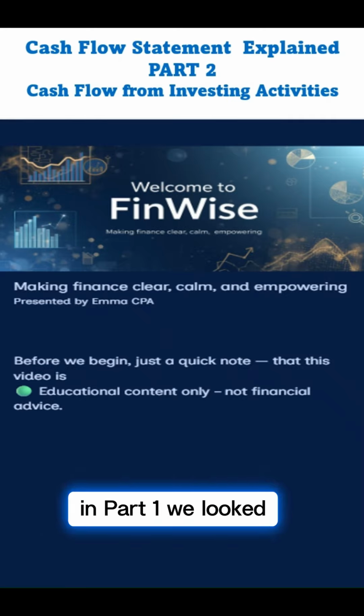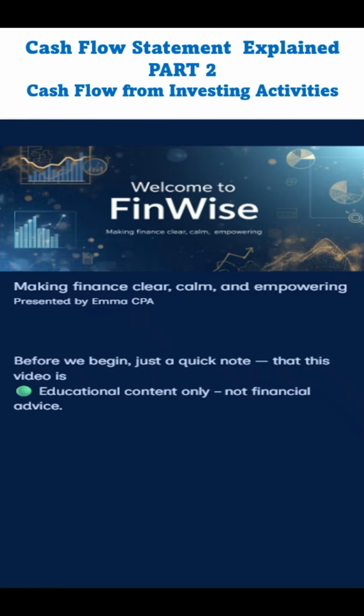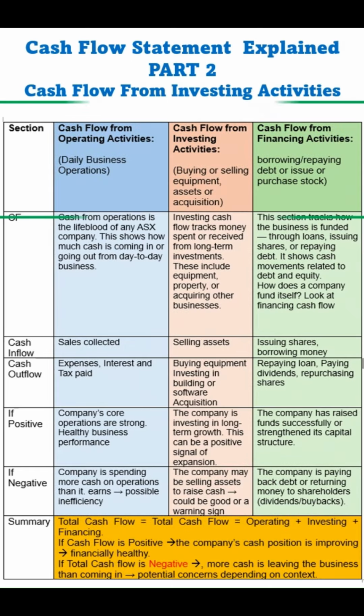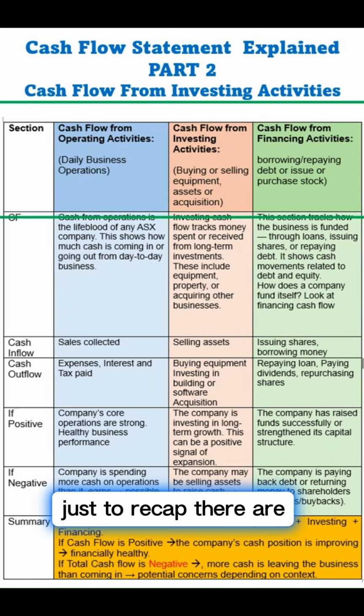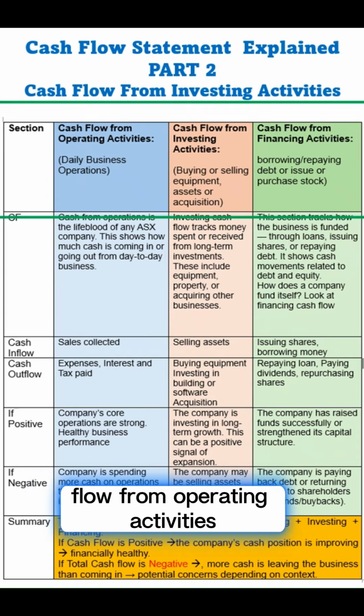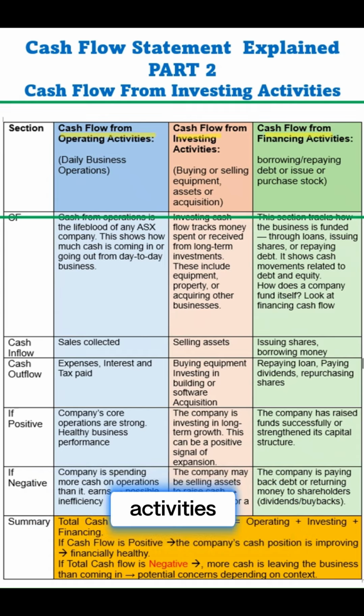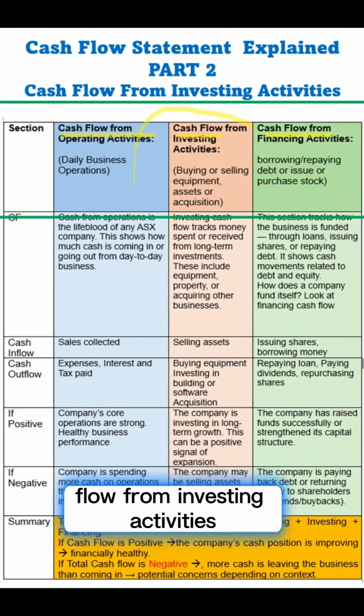In part 1, we looked at operating cash flow, the lifeblood of the business. Now let's move on to cash flow from investing activities. Just to recap, there are three main components of the cash flow statement you need to understand: cash flow from operating activities, cash flow from investing activities, and cash flow from financing activities. Now let's talk about cash flow from investing activities.